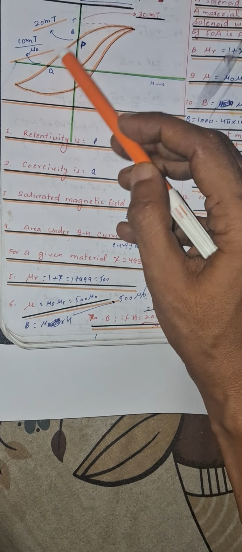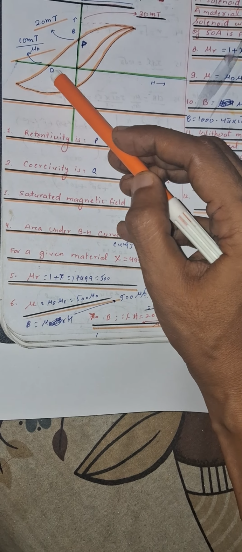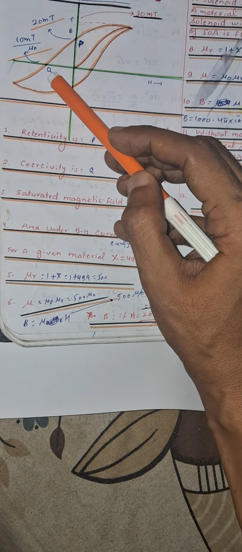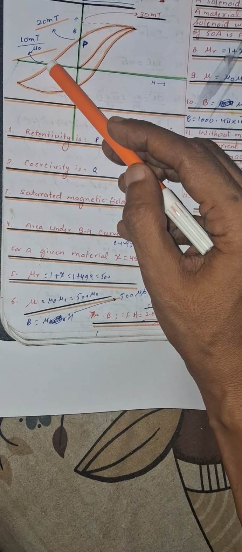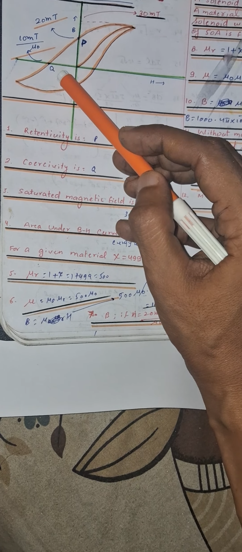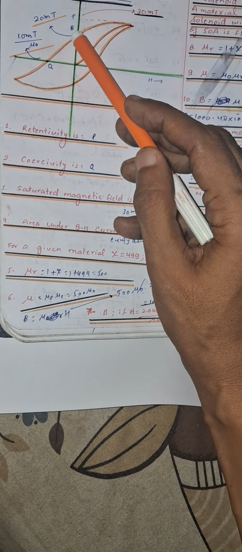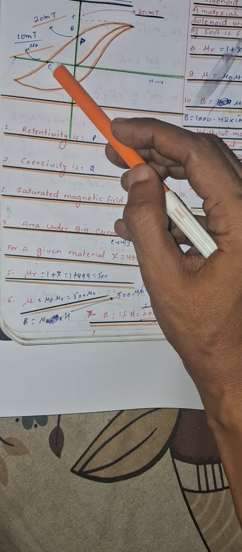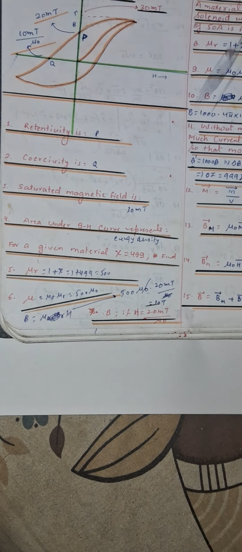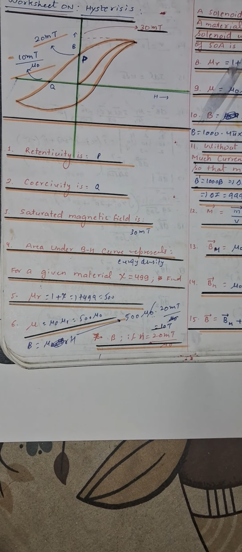Coercivity is the H coordinate when magnetic field is 0, or in a way it is the magnetizing field required to demagnetize the material for making magnetic field 0, and here its value is 10 millitesla by mu naught. It is the magnitude. In fact, it's negative in sign, so it's better to use minus 10 millitesla by mu naught.